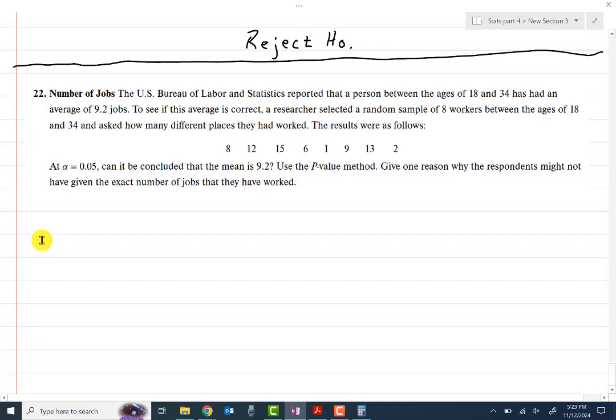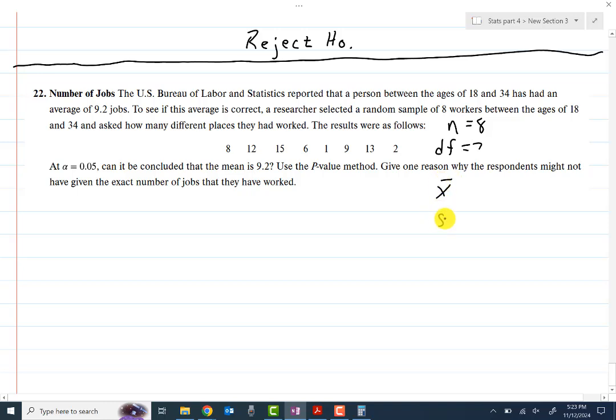Here's one last example, and I can't help but notice that we're going to have to compute the mean on our own. First, let me count how many values we have. Well, it says 8 workers. Let me count that out. 1, 2, 3, 4, 5, 6, 7, 8. So n equals 8. The degrees of freedom equals 7. And what I need next are x bar and s.